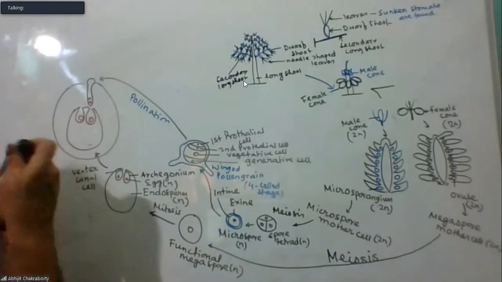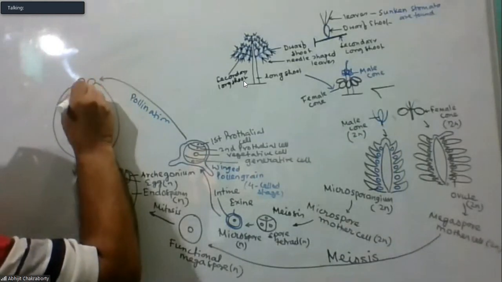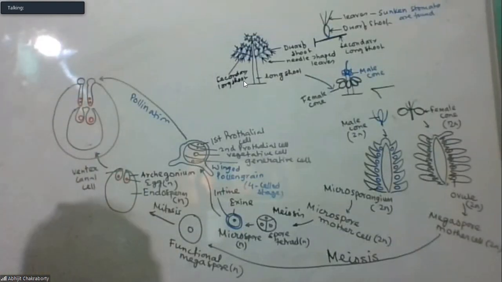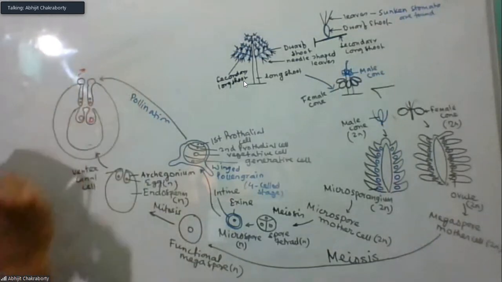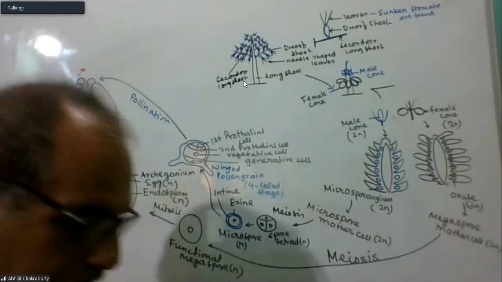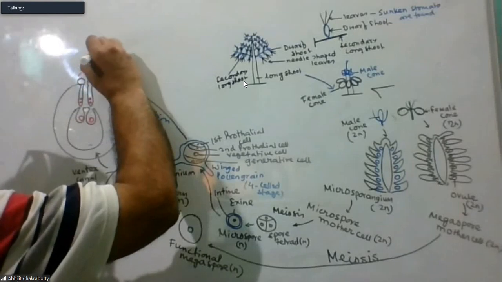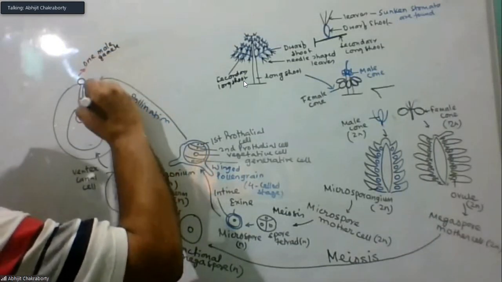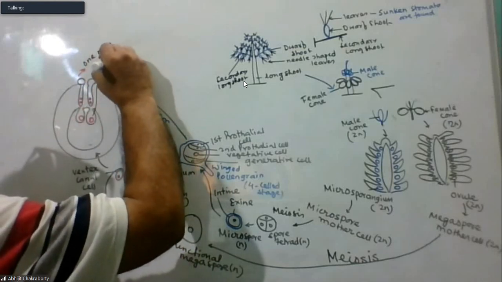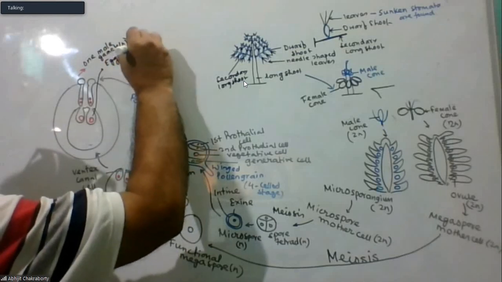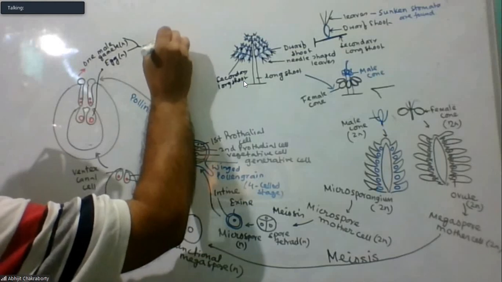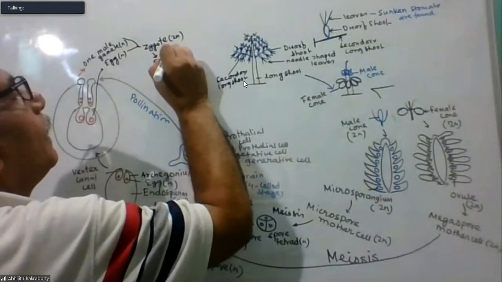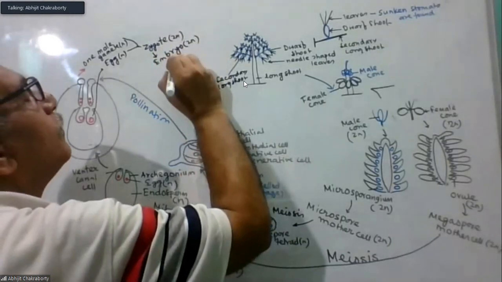So eventually after that, 1 male gamete and egg fuse to form zygote. Zygote forms embryo.